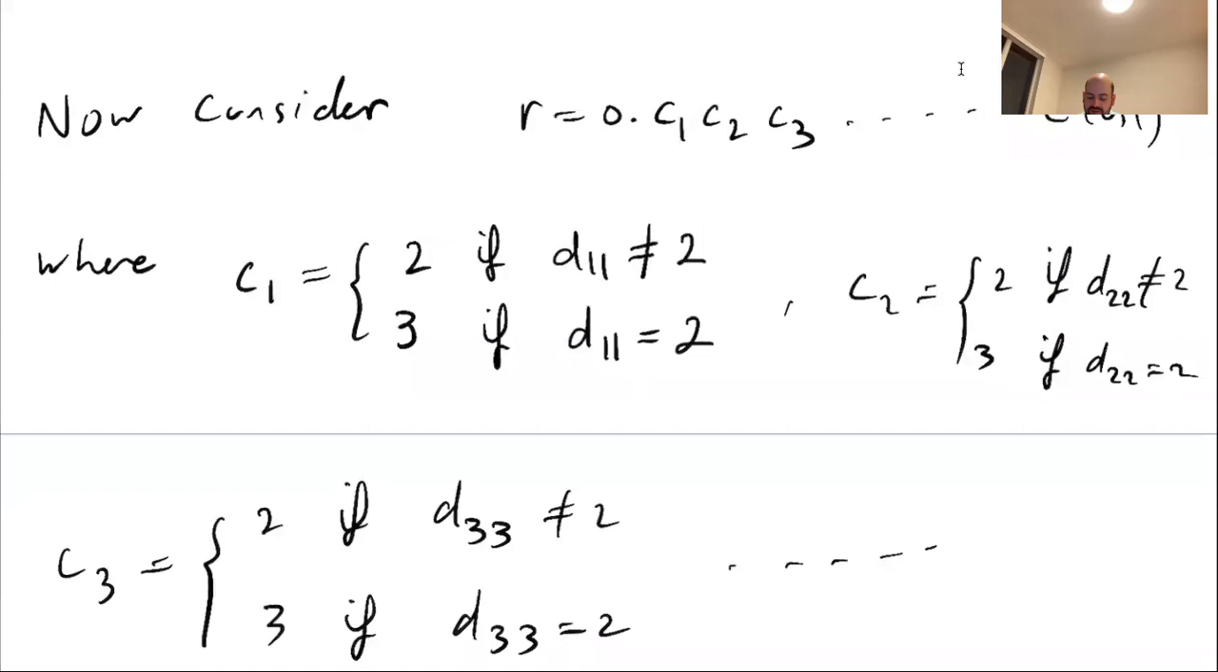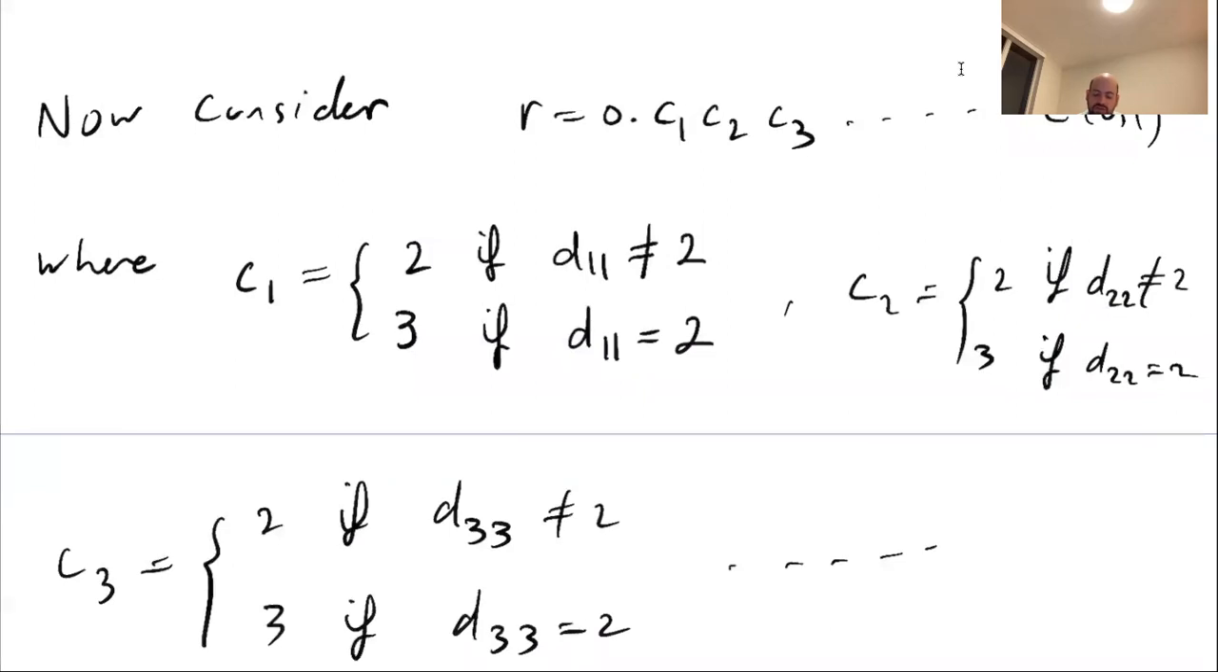based on the fact that we have two possibilities for CI. The idea was to make sure CI and DII were different. So if DII is not equal to some number, I said 2, then CI equals 2. If DII equals 2, CI is equal to something other than 2. I said 3 here. You could say 4, as long as it's not equal to 2.